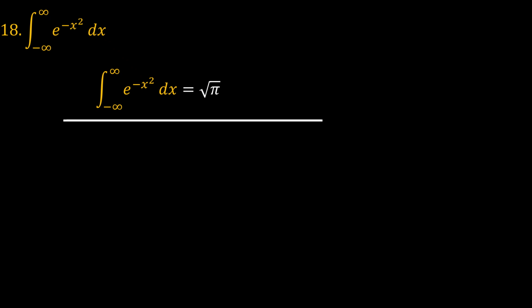So problem 18 is the Gaussian integral, the integral from x equals negative infinity to positive infinity of e to the power negative x squared. This is something that one needs to know by heart, which is the square root of pi. So we won't waste much time there.